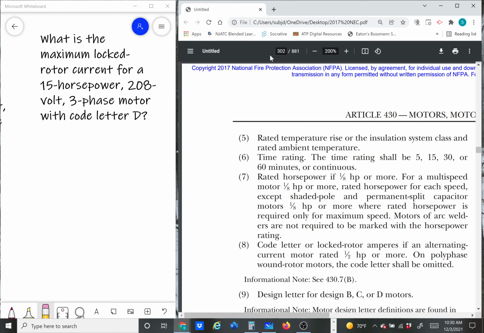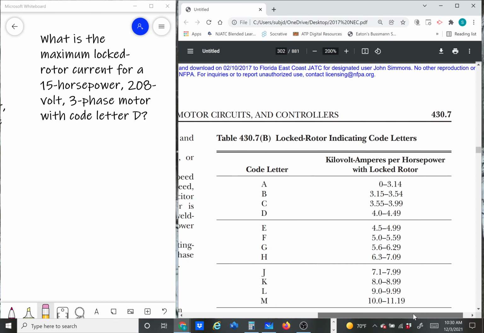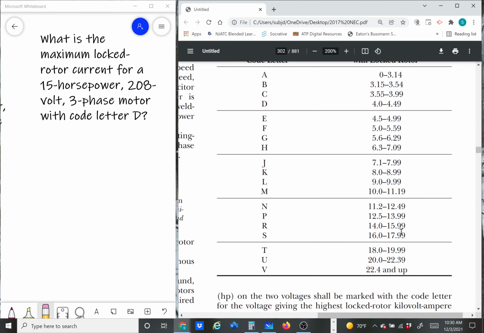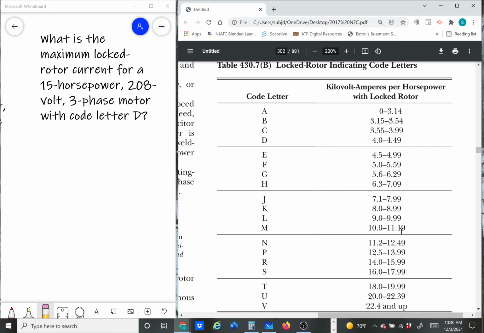If you turn to 430.7b, and again, keep in mind you can pause and then push play when you're ready. But I'm going to go right to 430.7b here, and you can see that I've got this fancy table. On my fancy table, I see 430.7b, locked rotor current indicating code letters. So you can see over here, I'm given a code letter of D for my locked rotor current value for a 15 horse, 208 volt, three-phase motor.